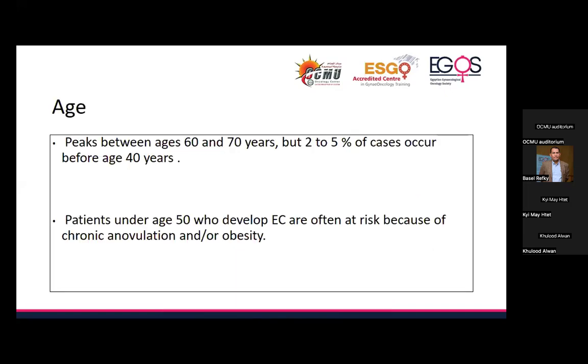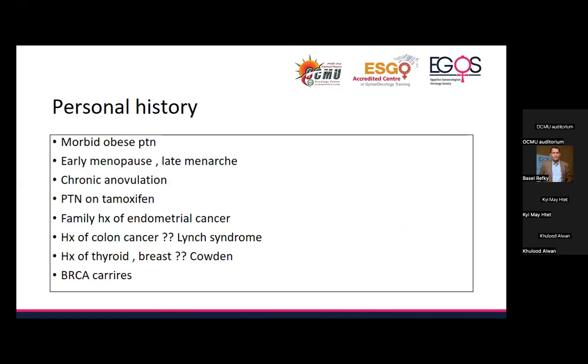Regarding the age of the patient, most endometrial cancer has its peak presentation at 60 to 70 years, but 2 to 5% of the cases occur before the age of 40. These patients have a state of chronic anovulation or chronic estrogen exposure without opposing progesterone exposure. So the most common ages are 60 up to 70 years.